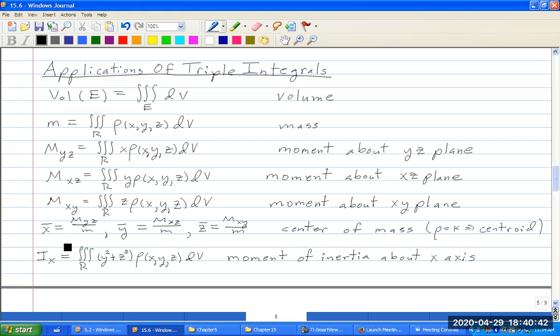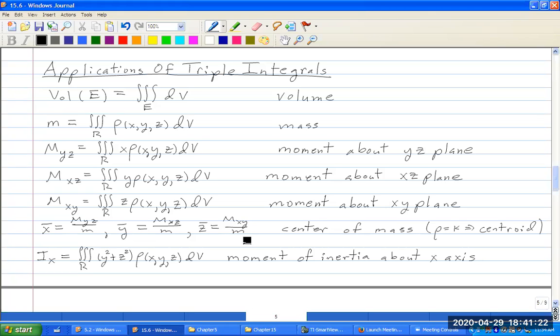And the center of mass will be the coordinates x bar, y bar, z bar. x bar is the moment about the yz-plane over m, y bar is the moment about the xz-plane over m, and z bar equals the moment about the xy-plane over m.